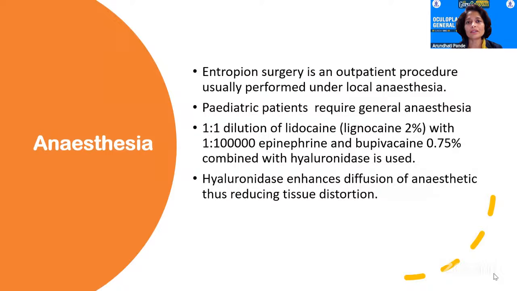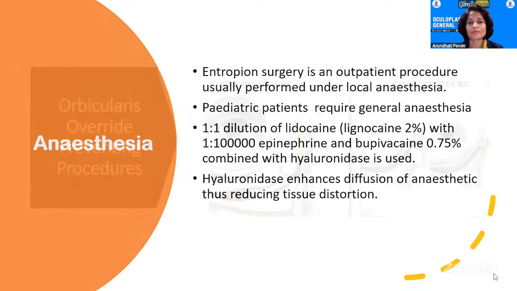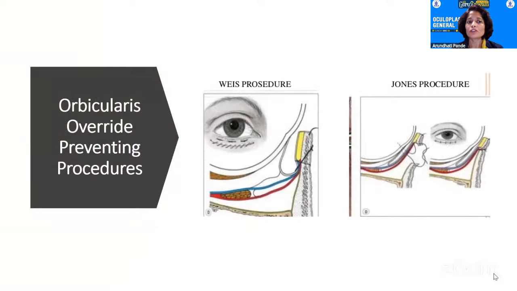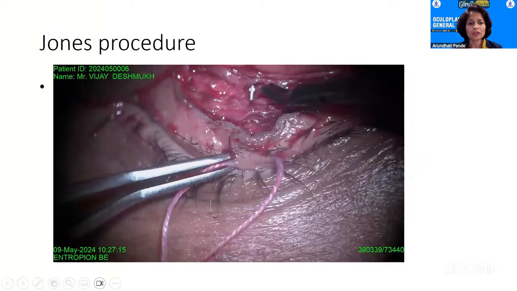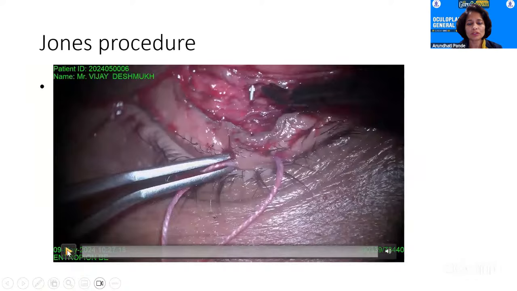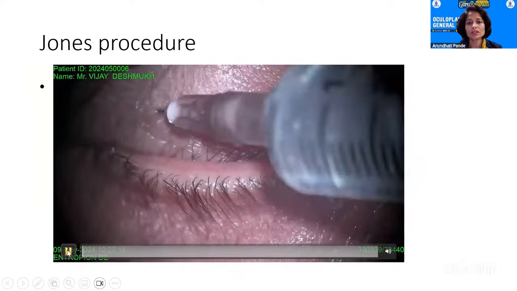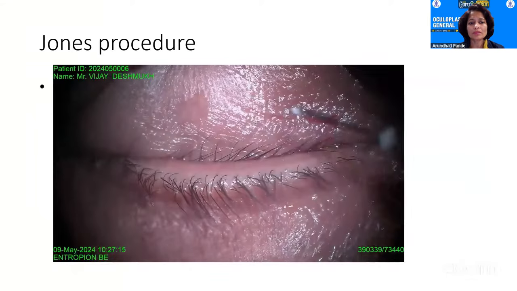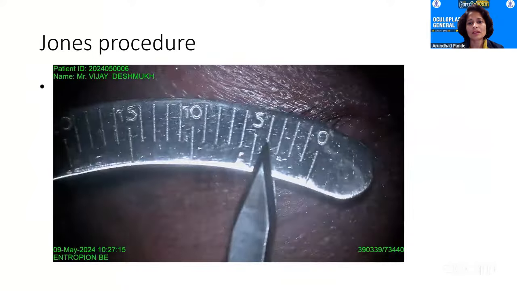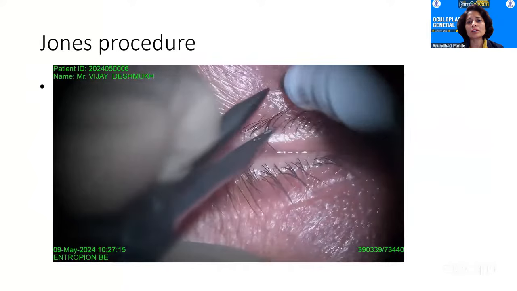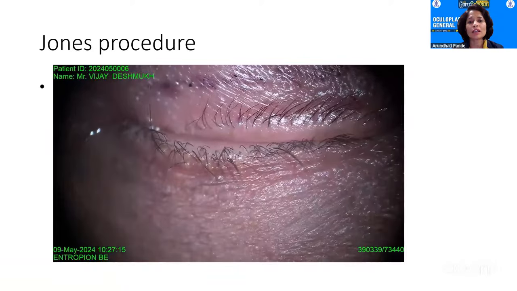So anesthesia, yeah, it has already been discussed. So the orbicularis override preventing procedures are the Weiss procedure and the Jones procedure. Mild difference is there. So yeah, I would like to show you this video of a Jones procedure. So after giving a local anesthesia, generally I make the incision 3 millimeter from the eyelash margin.